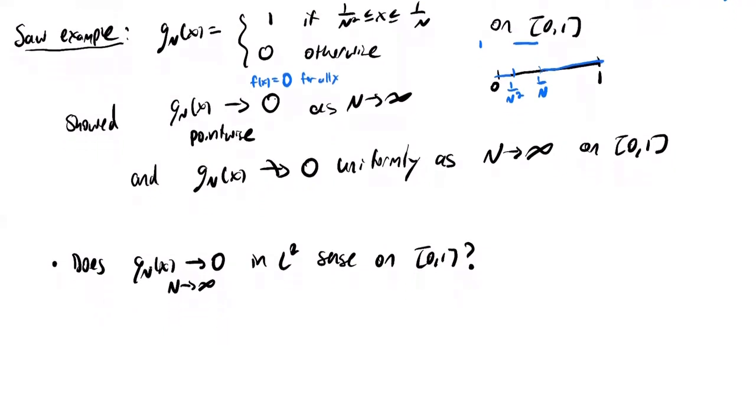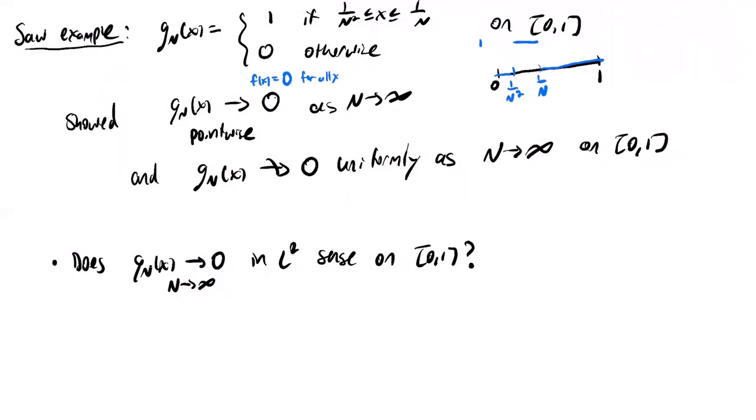So this shows that uniform convergence is strictly stronger than pointwise convergence, meaning there are sequences of functions which converge pointwise, but which do not converge uniformly, right? So this is an important point to keep in mind. And so the final question is, well, what about L2 convergence? Let's just calculate, and we'll show that this indeed does converge in the L2 sense as well.